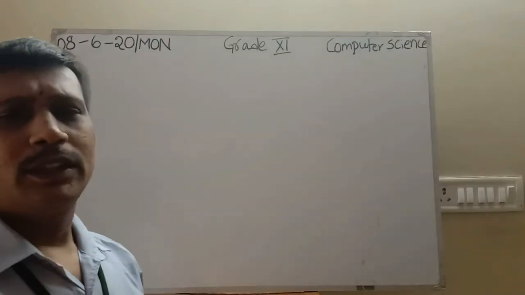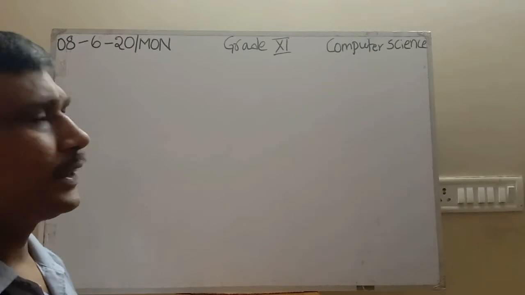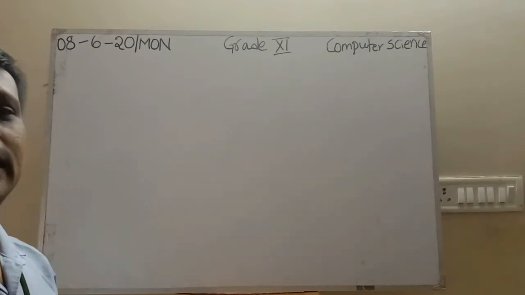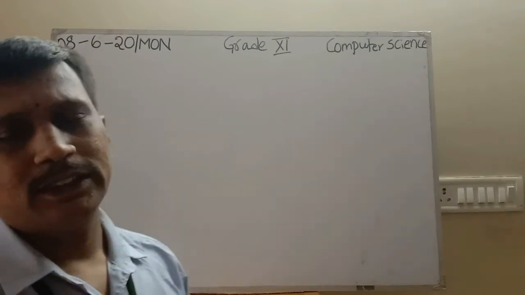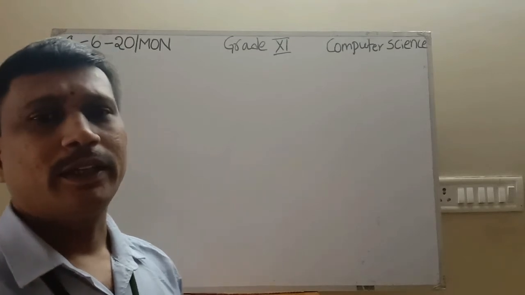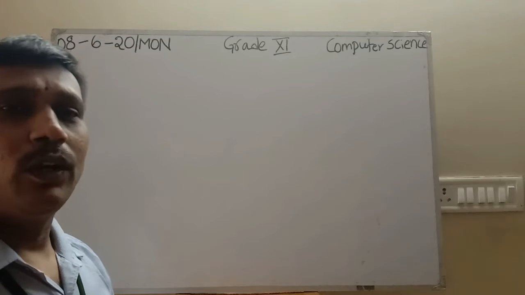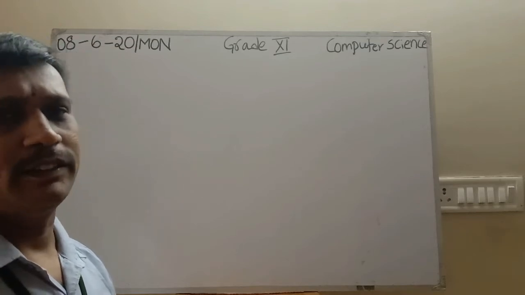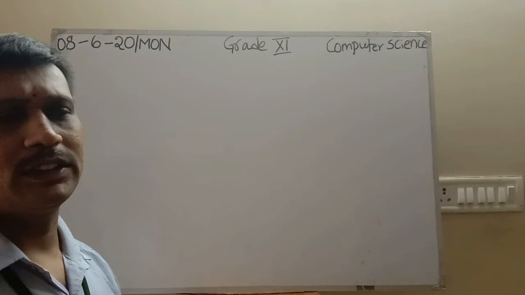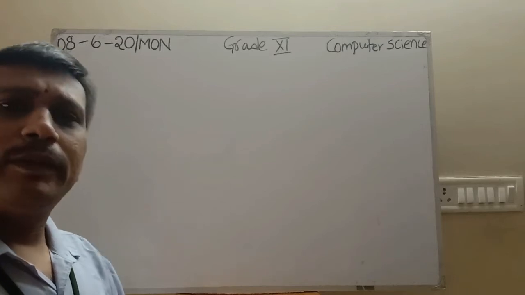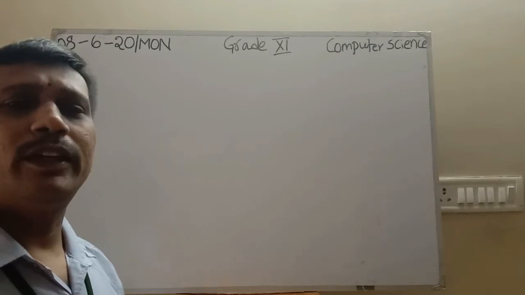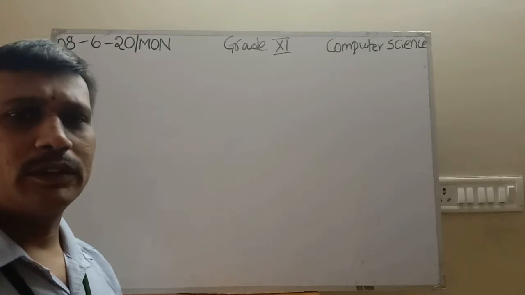Good morning, students. Last class we discussed some of the basic concepts of computer science. That is, different types of languages: low level languages and high level languages. Low level language can be divided into two types.